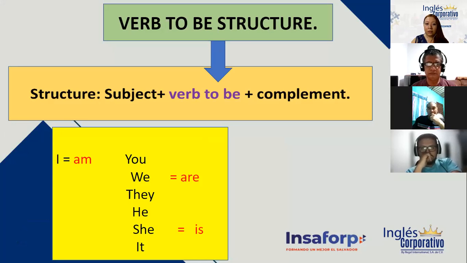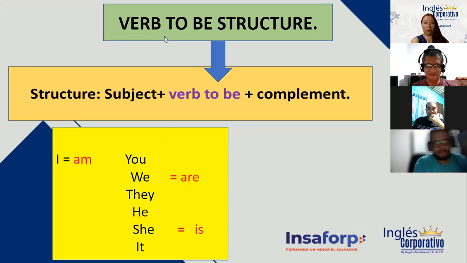¿Ok? Y aquí tenemos. Para primera persona, siempre va a ser verbo to be, versión am. You, we, they, are. ¿Ok? Y tercera persona, he, she, it, is. Any questions in this part? ¿Preguntas en esta parte? Or everything is clear as horchata?